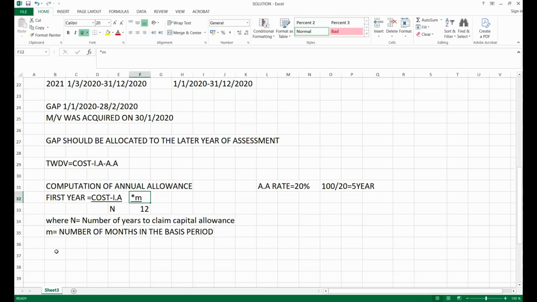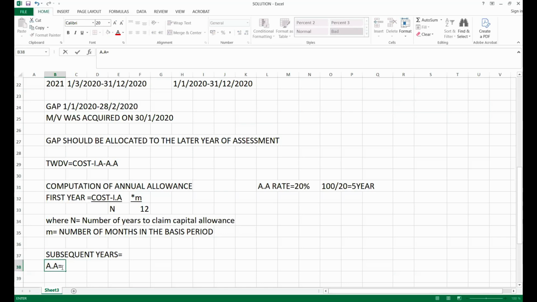So that is in the first year. After the first year, you are expected to claim it throughout the useful life of the asset. After the first year, you also claim it in the second year. So for subsequent years, there are two formulas to calculate annual allowance. The two formulas will not give us the same answer in most cases, but both are applicable, depending on what you want to adopt.